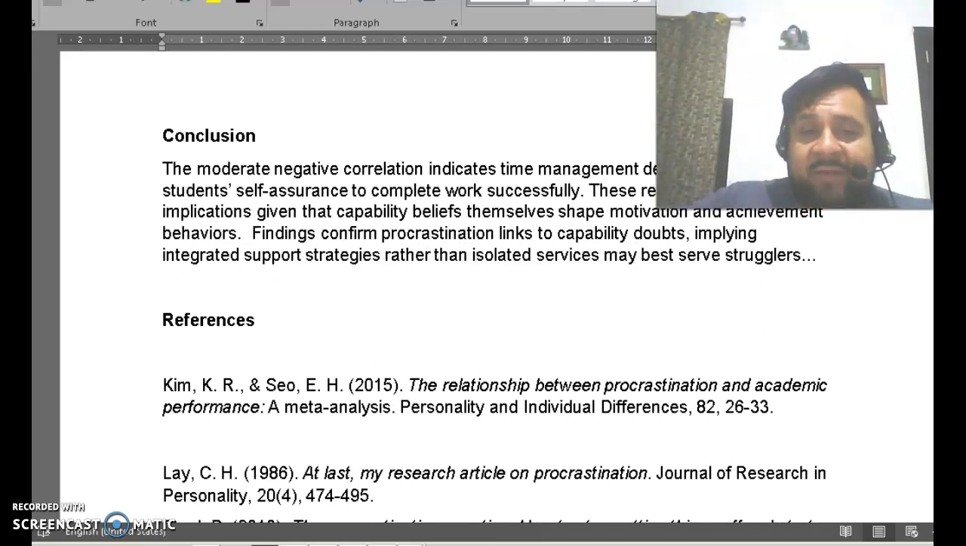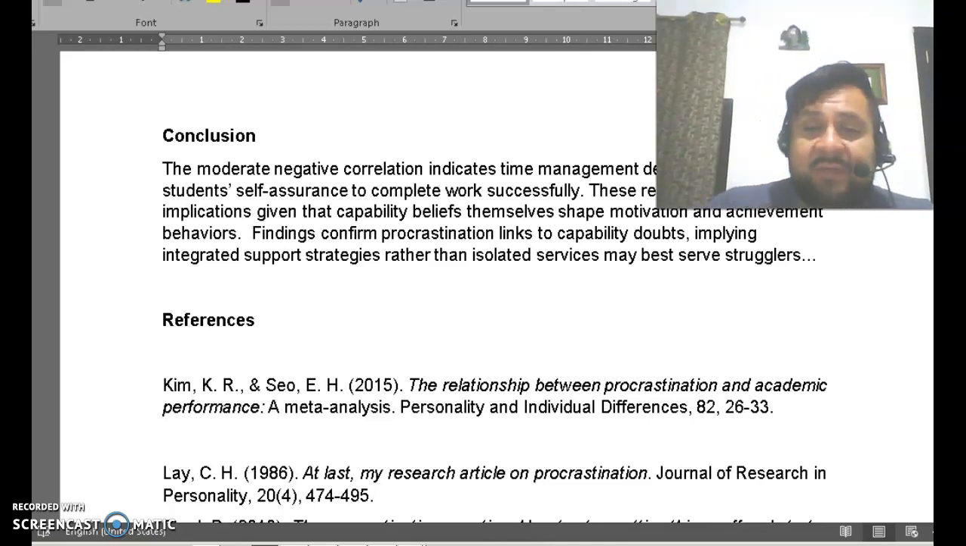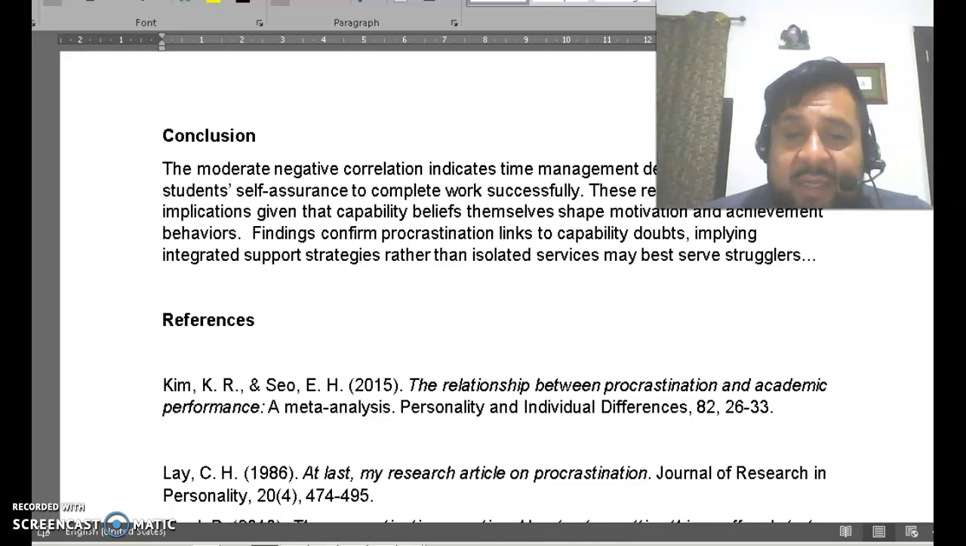The moderate negative correlation indicates time management delays can diminish students' self-assurance to complete work successfully. These results carry noteworthy implications given that capability beliefs themselves shape motivation and achievement behaviors. Findings confirm procrastination's link to capability gaps, implying integrated support strategies rather than isolated services may best serve strugglers. At the end, now we have here the references.